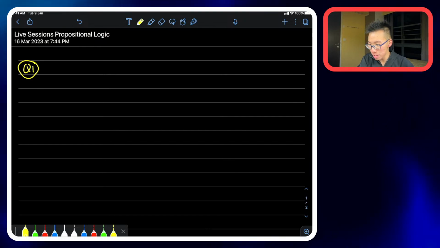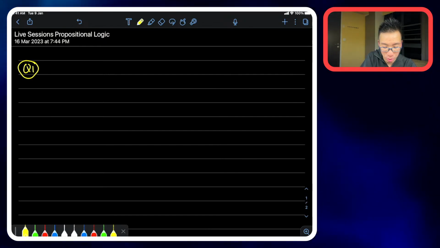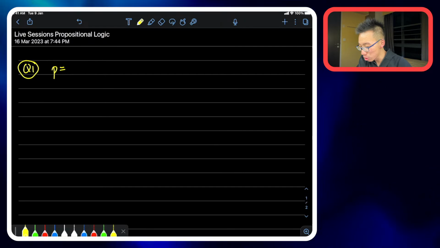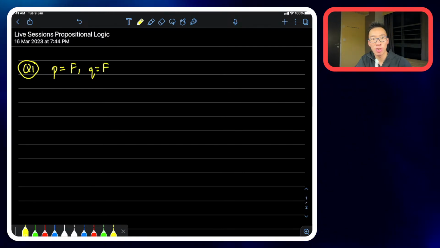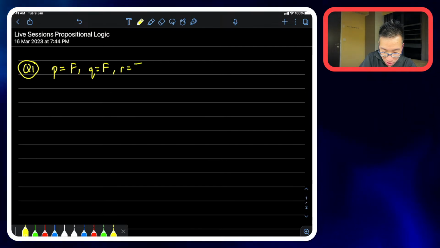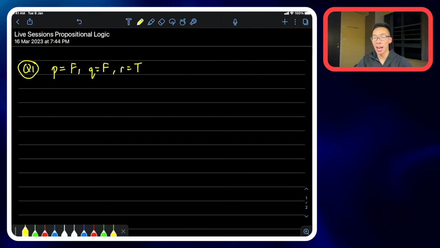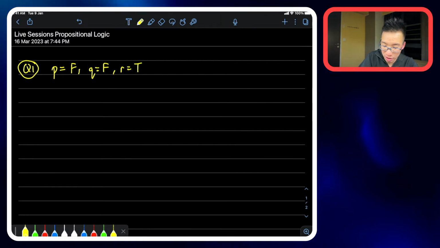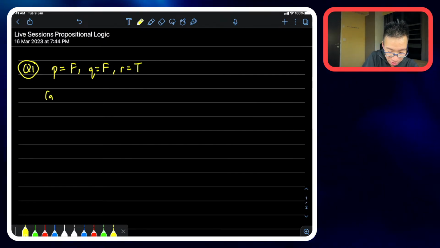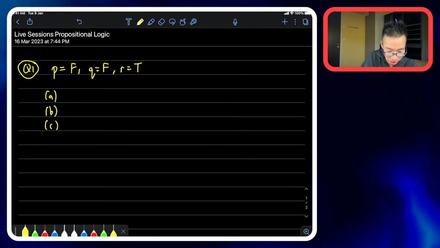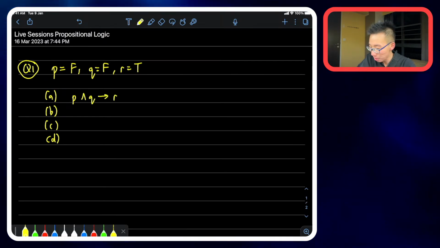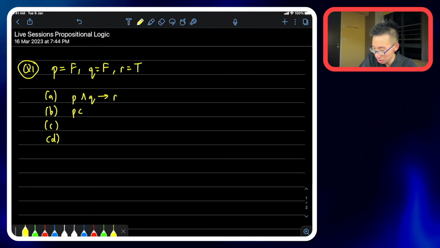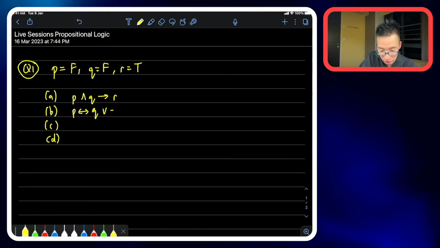The first question says that we will let P and Q be false propositions and R be a true proposition. We need to find the truth values of some propositions. So let's write down the propositions of interest here. The first proposition looks like this: the conjunction of P and Q, all implying R. P precisely when Q or the negation of R.